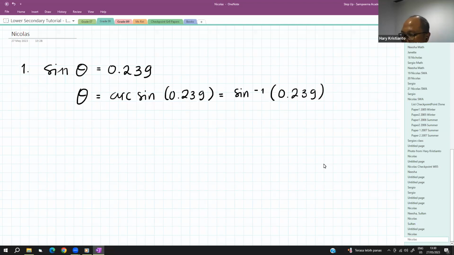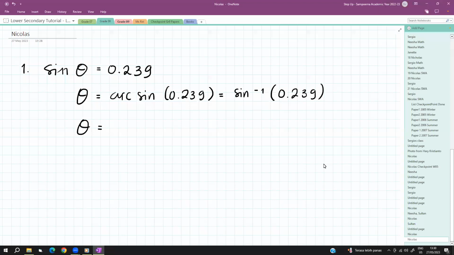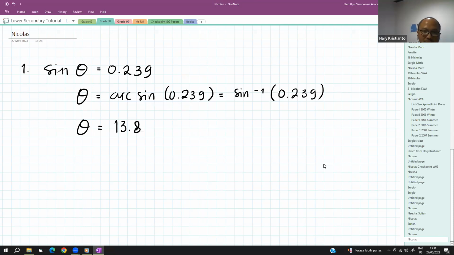So I'm going to take my calculator and take arcsine, sine to the power of -1. Yes, I have it. So I have 0.239, close bracket, is equal to. Have you found it on your calculator? Can you try? I got 13.83. Yes, 13.83. So you understand now?